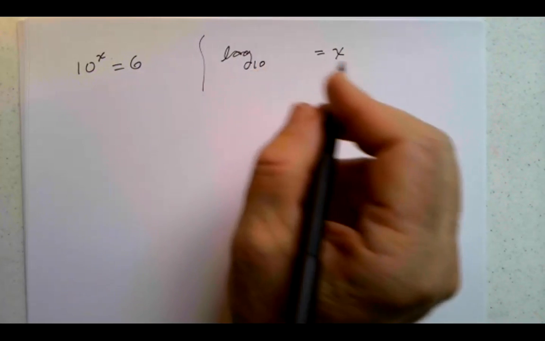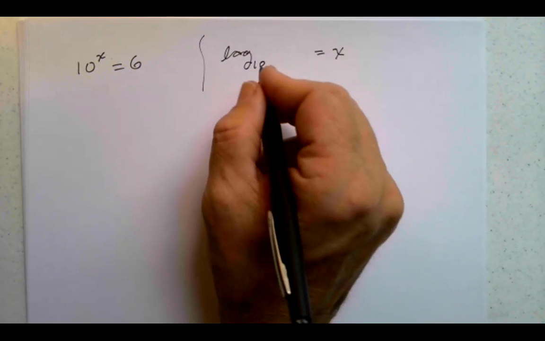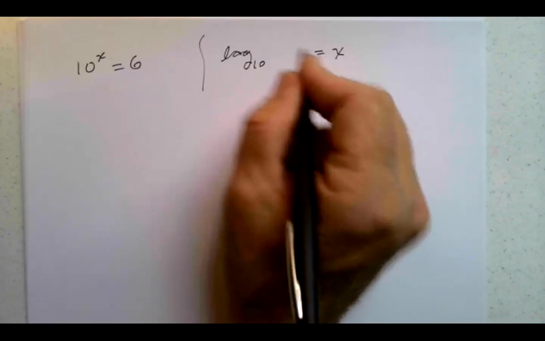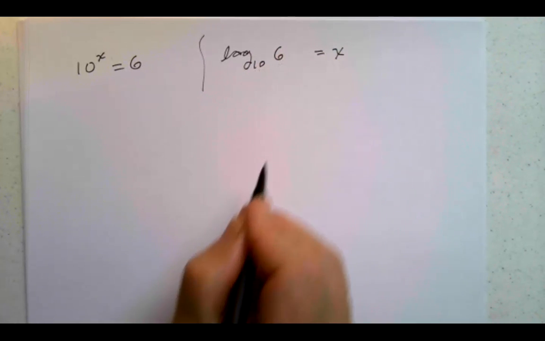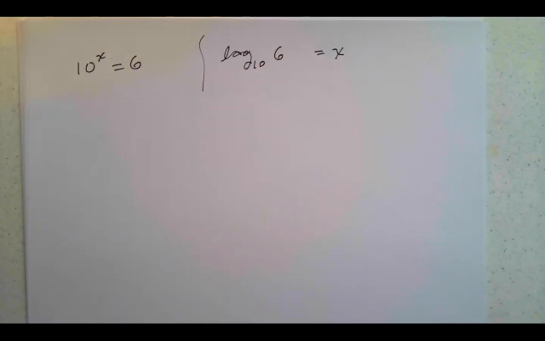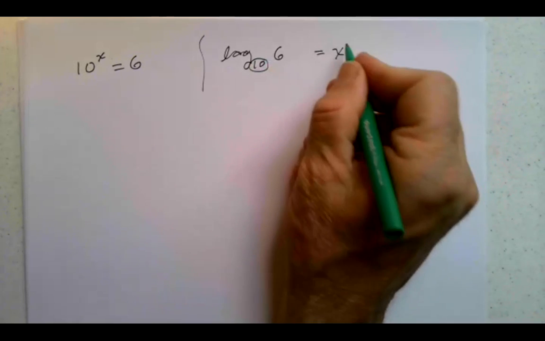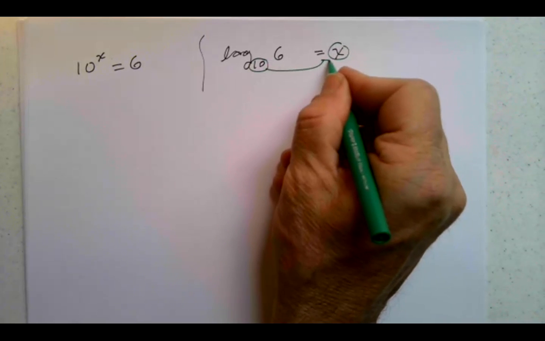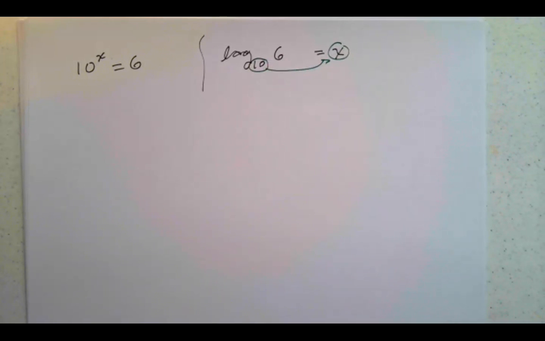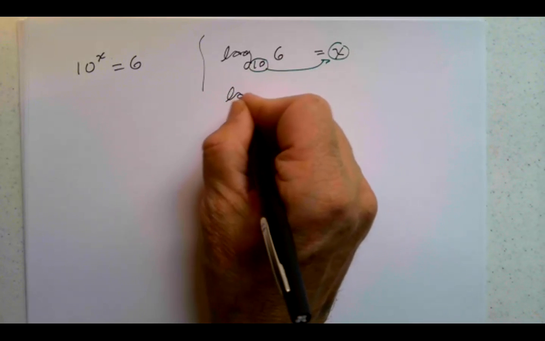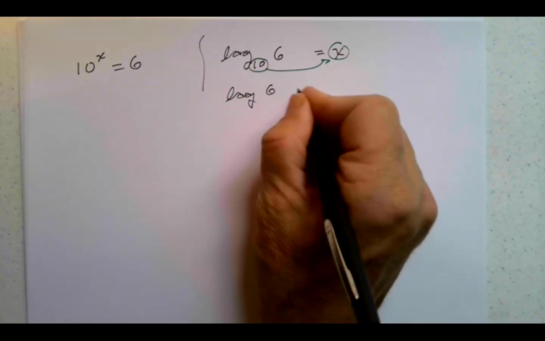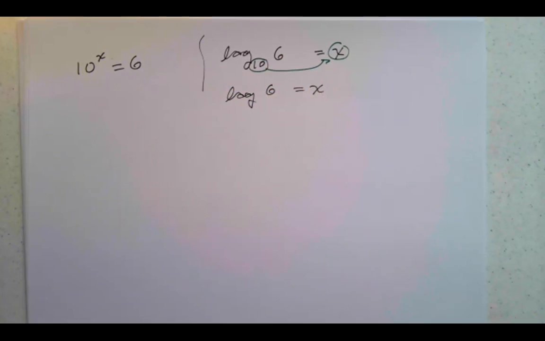Log base 10 of something equals x. It's log base 10 of 6 because, again, 10 to the x equals 6. It's a little easier looking at it that other way, right? 10 is the base. x is the exponent. We want to think about that going the other way. Now, if I have log base 10, I don't need to write the 10. So log base 10 of 6 is the same as log of 6 equals x.